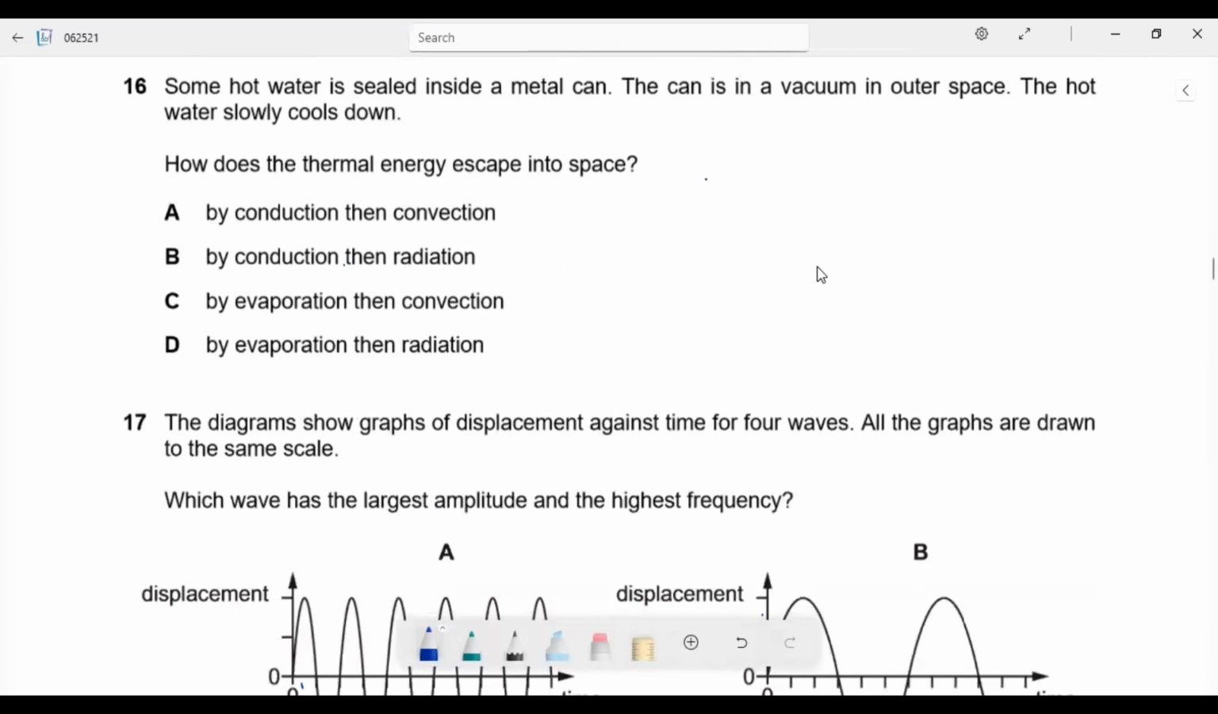Some hot water is sealed inside a metal can. The can is in vacuum in outer space. The hot water slowly cools down. How does the thermal energy escape to space? The thermal energy can escape through the process of conduction, convection, and radiation.